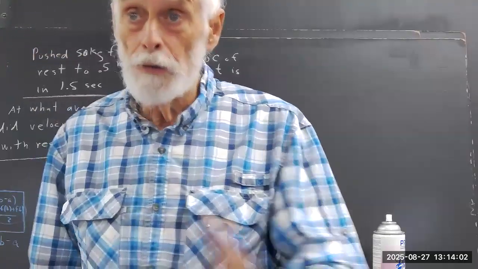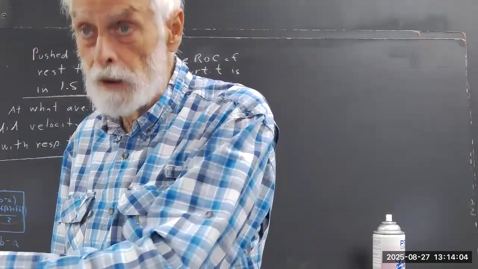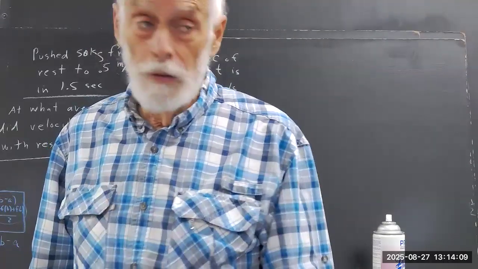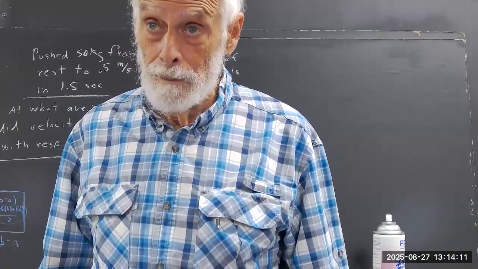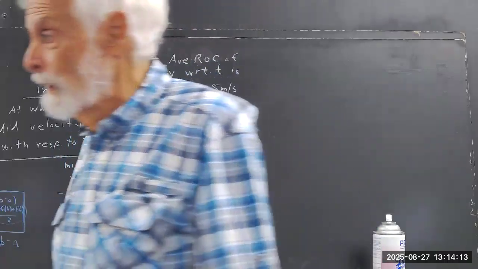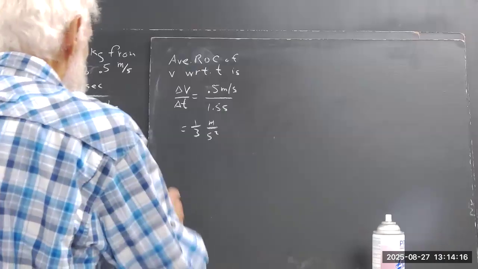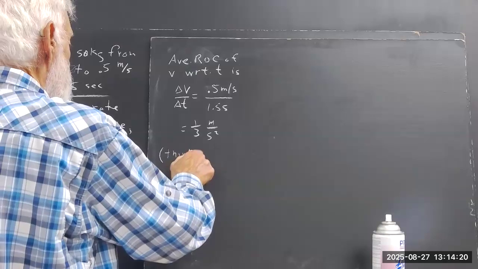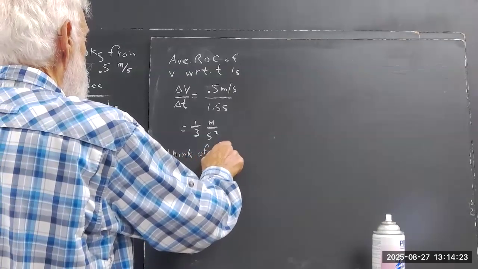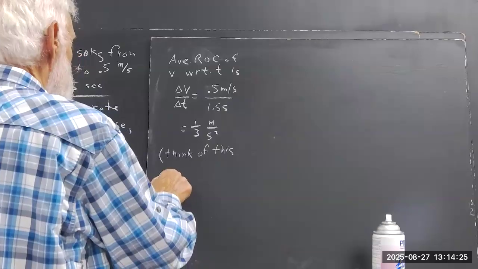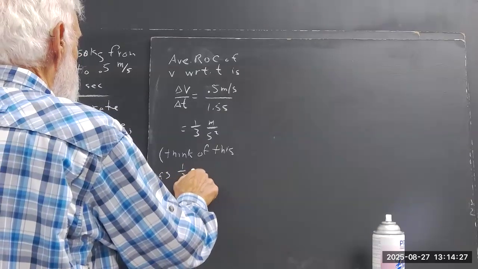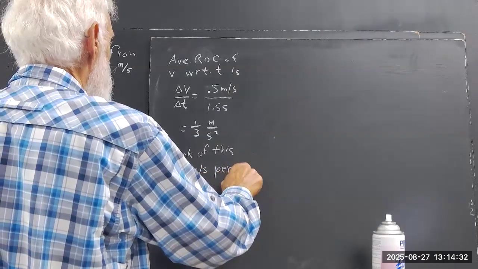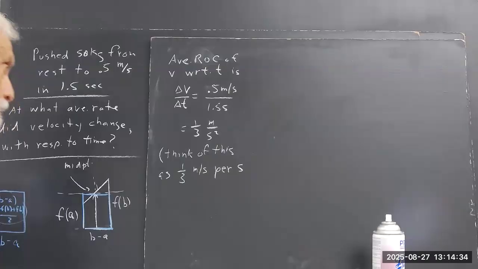0.5 meter per second change in velocity over 1.5 seconds is a third of a meter per second every second, right? So there it is. And you can think of it as a third of a meter per second per second.